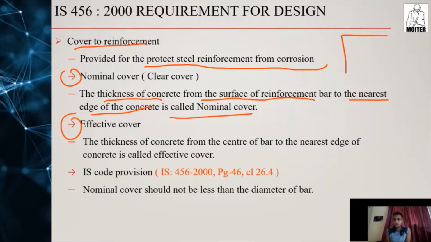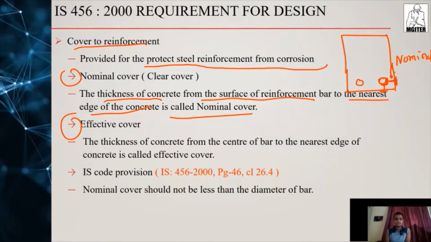So look here, it's a beam cross section. We have two reinforcement bars here. Then the surface of reinforcement, and from the surface of reinforcement to the nearer edge, look here, these are the nearer edges, and the difference between these two we call nominal cover. Okay, simple reference here.